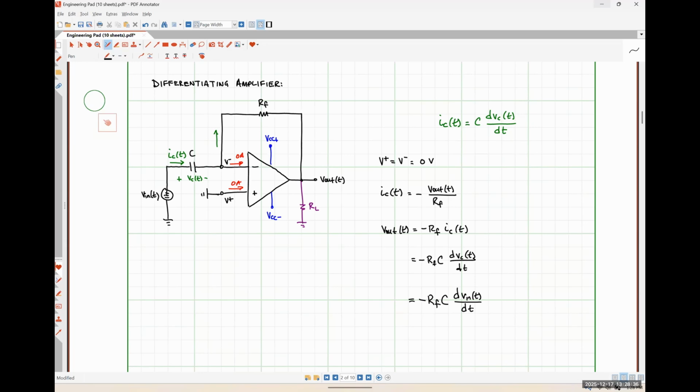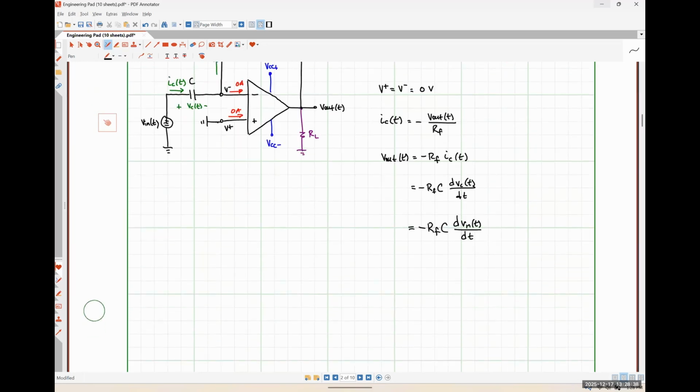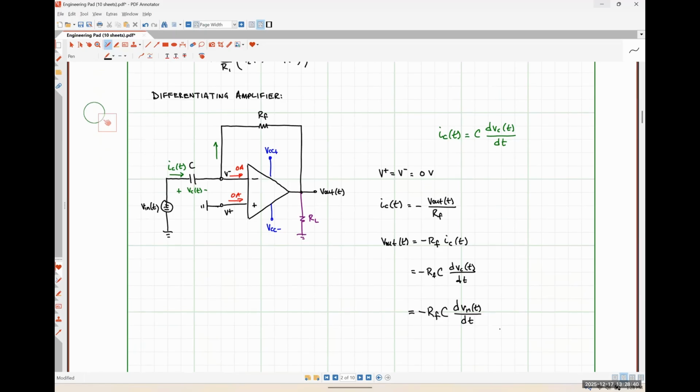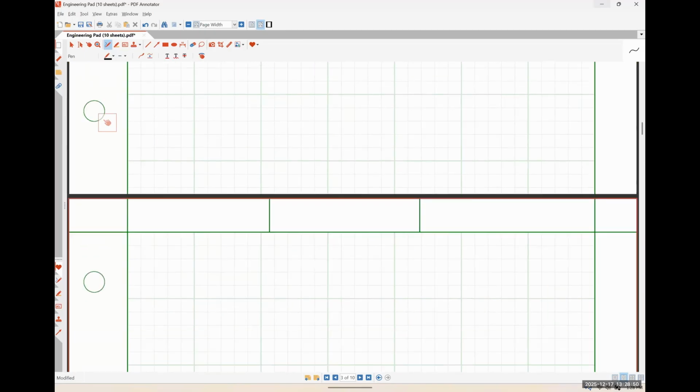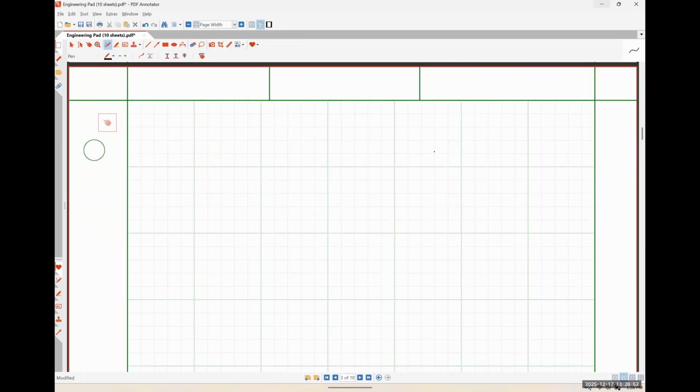The last amplifier that we're going to talk about today is the integrating amplifier, which is going to be this exact same circuit, except we're going to swap the position of the feedback resistor and the capacitor. So I'll do that down here on this last page.